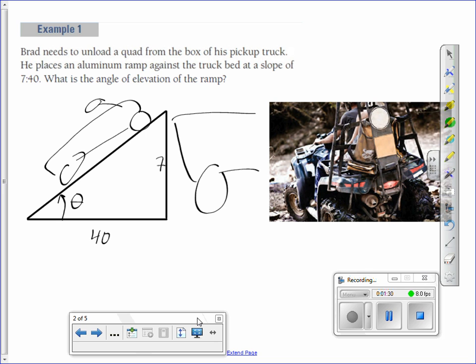In a right triangle, we have the hypotenuse, which is where the quad is going up. We know the values of the side that is opposite to the angle, which is 7, and the side that is adjacent to the angle, which is 40. So we're going to say that the tan of that angle is equal to 7 over 40.